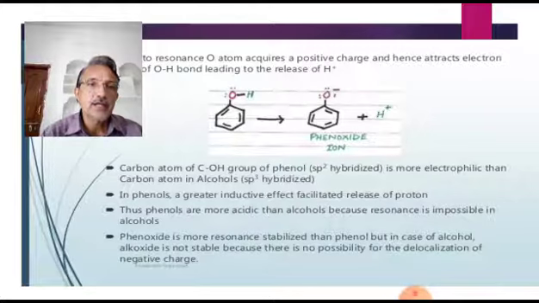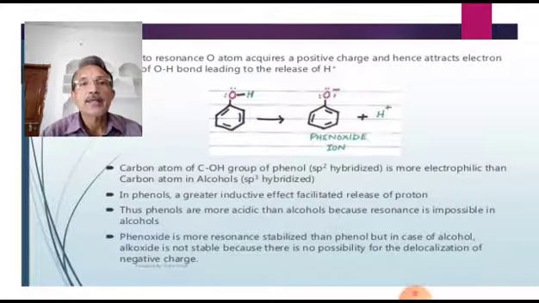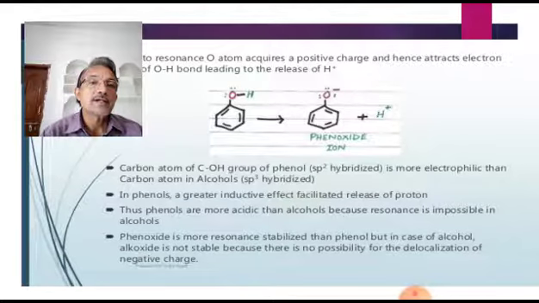because resonance is impossible in alcohols, whereas resonance is possible in phenols. Phenoxide ion is more resonance stabilized than phenol. But in the case of alcohol, the alkoxide is not stable because there is no possibility for the delocalization of negative charge.